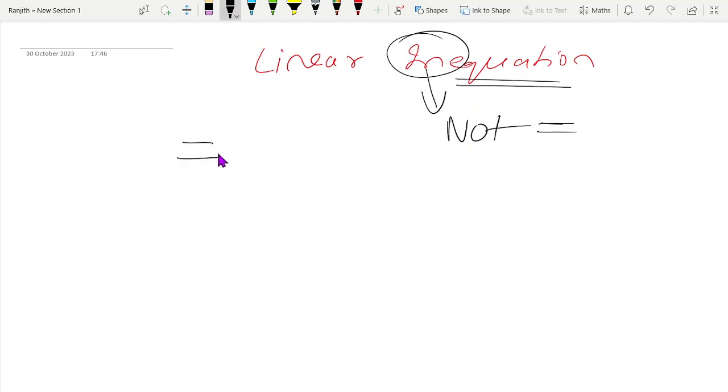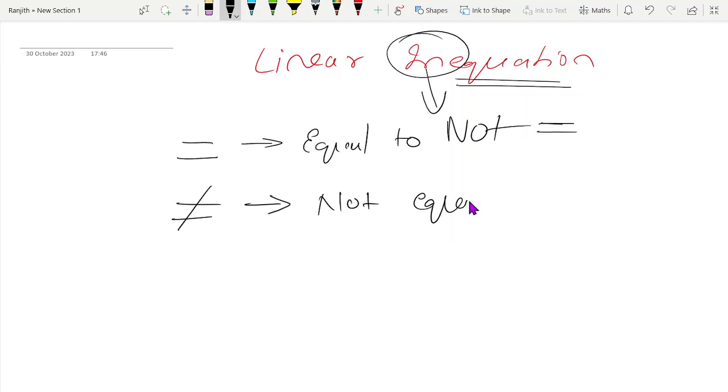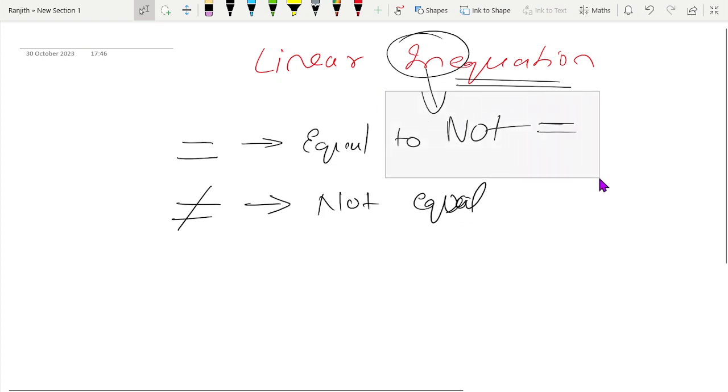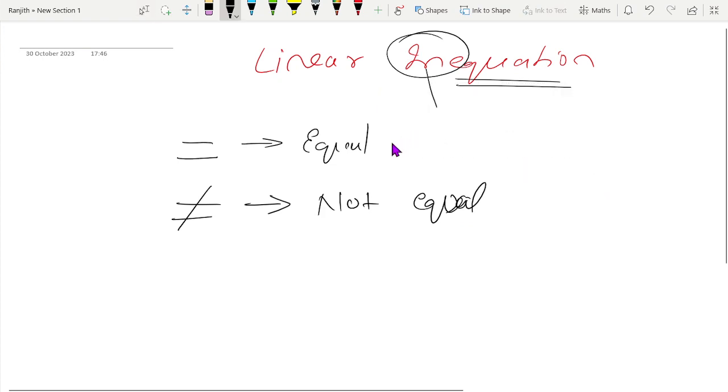So these are the signs we use. What is this sign? This sign stands for equal to, right? What about this, a slash on it? Not equal to. Okay, so there are a few connecting verbs. If you take down all this, equal to, not equal to, we call them connecting verbs.